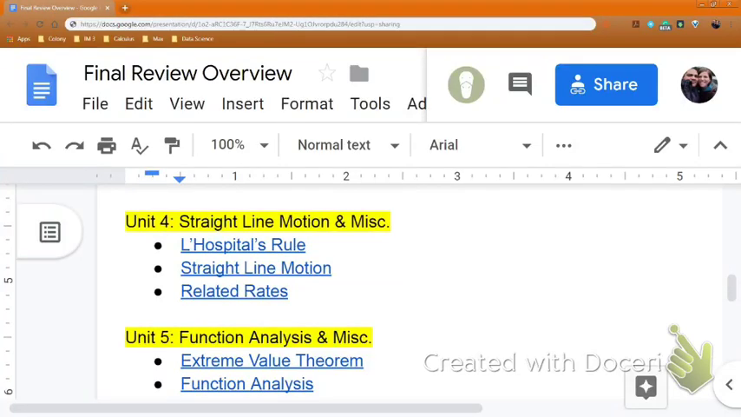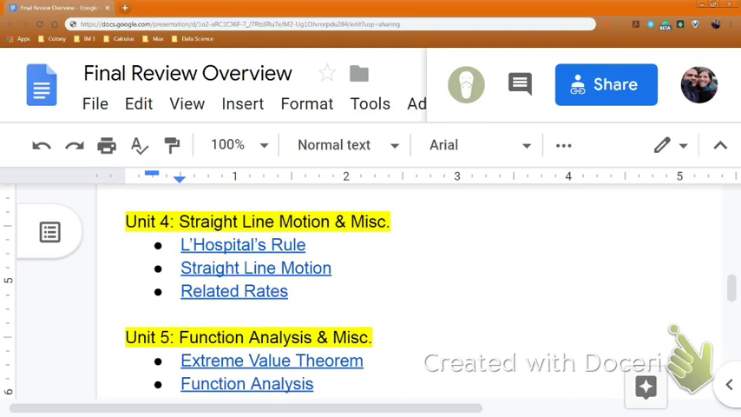So in this first video, we're going to talk about the Unit 4 straight line motion with other miscellaneous things. L'Hopital's rule, straight line motion, and related rates were the three things we did in Unit 4. I already did all the questions in another video for L'Hopital's rule, so there are no new L'Hopital's rule questions that you'll see in this video, but back in the second video, I did some on L'Hopital's rule.